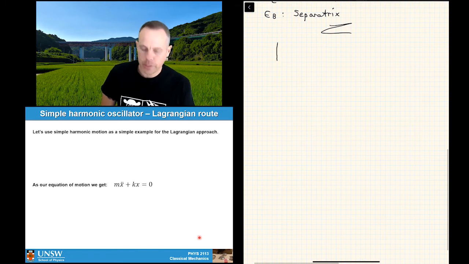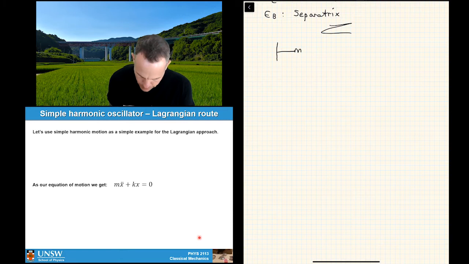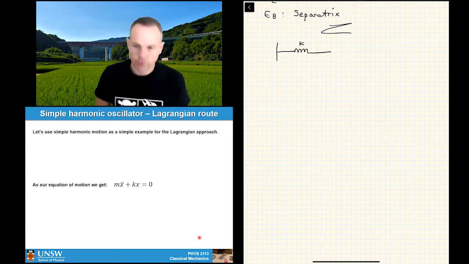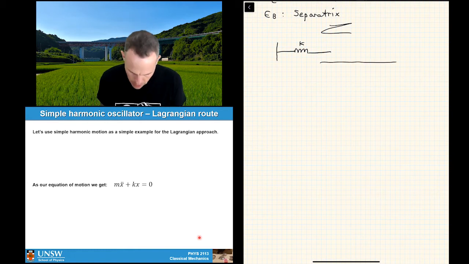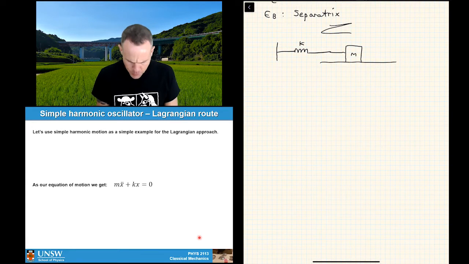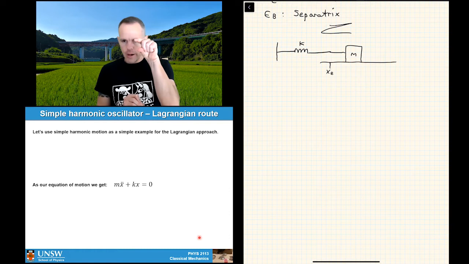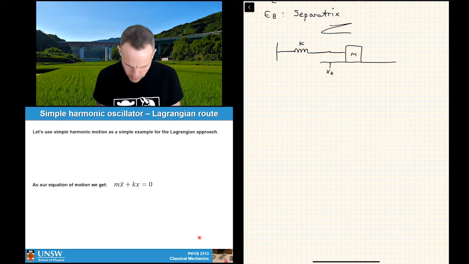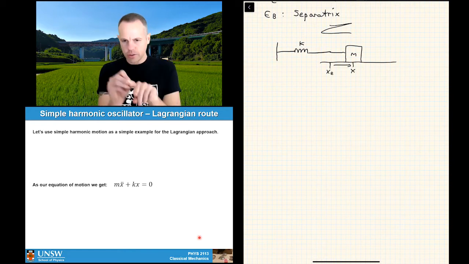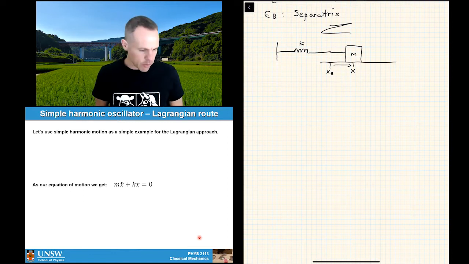We have some fixed point that we connect a spring to, and that spring has a spring constant k, and then we have some frictionless surface here, and some mass M sitting on that surface that's connected to that spring. You can imagine there's some equilibrium position x_e, which would be where the mass on the spring would sit if there was no forces and no motion involved. And then this is some position x out here, which is going to vary as a function of time as this system oscillates backwards and forwards, okay?